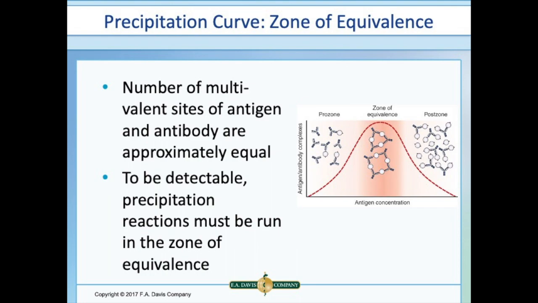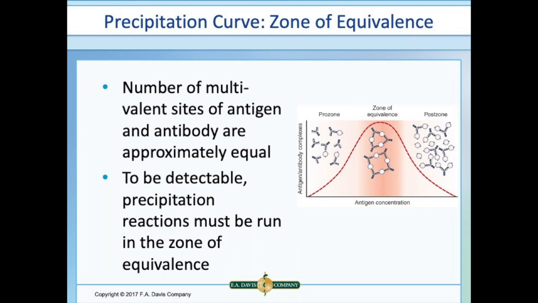Now, the one that you can see here on your left side is what you call the prozone reaction. Prozone reaction is the zone of excess antibody. The one that you can see on the right side, you call that post zone reaction. Post zone reaction is the zone of excess antigen. So prozone, excess antibody; post zone, excess antigen.